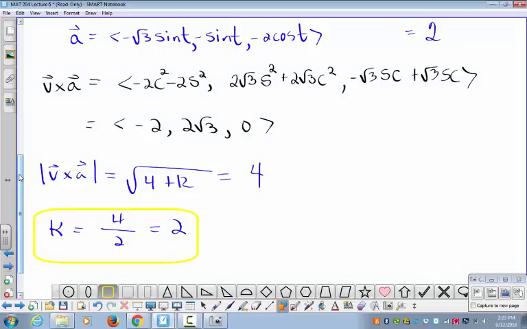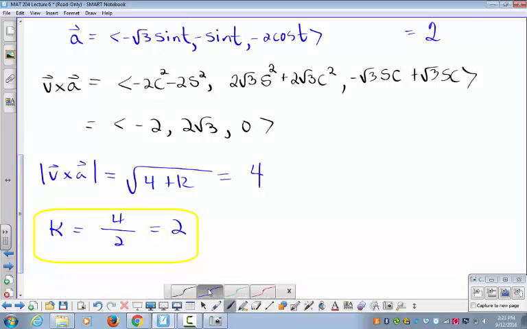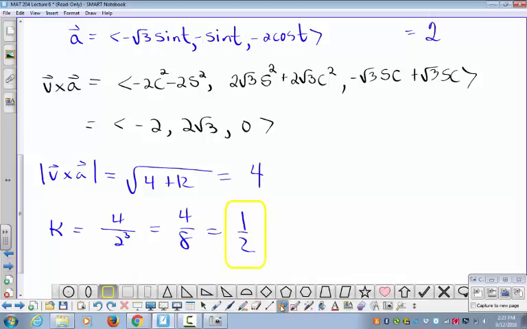Constant curvature. Oh, cubed, cubed. Thank you. Yes, cubed. So 4 divided by 8, so 1/2. Yes. 2 cubed. All right, so that's how we will find curvature.